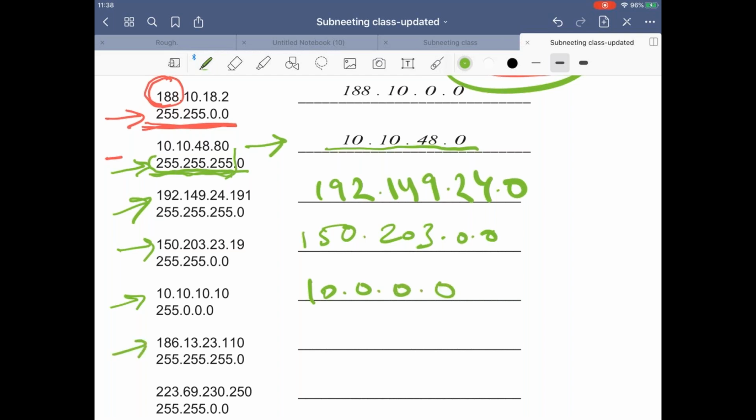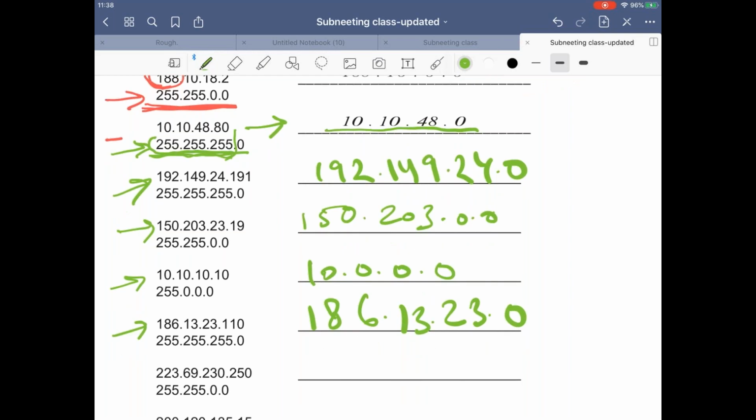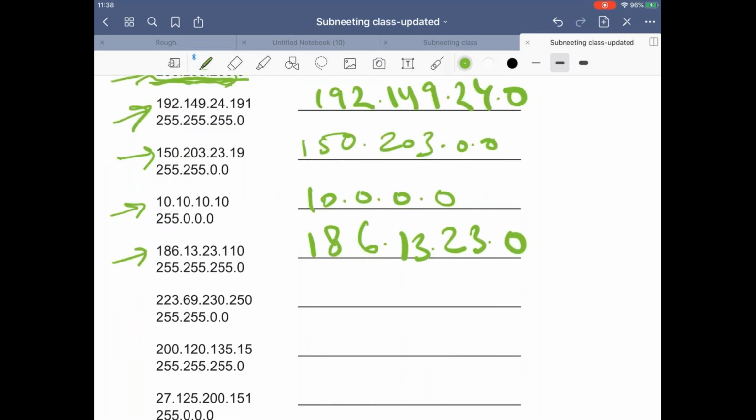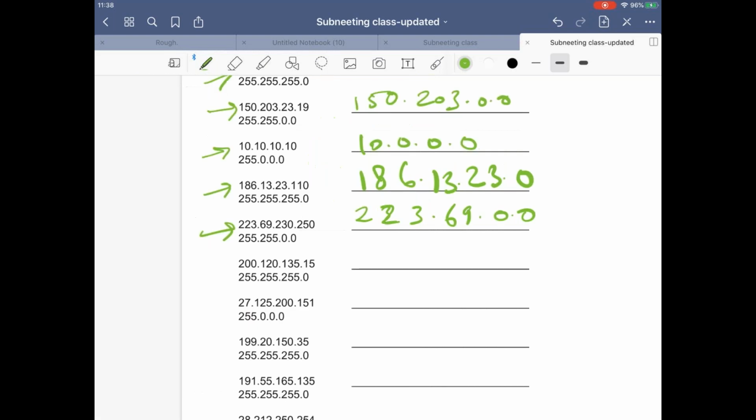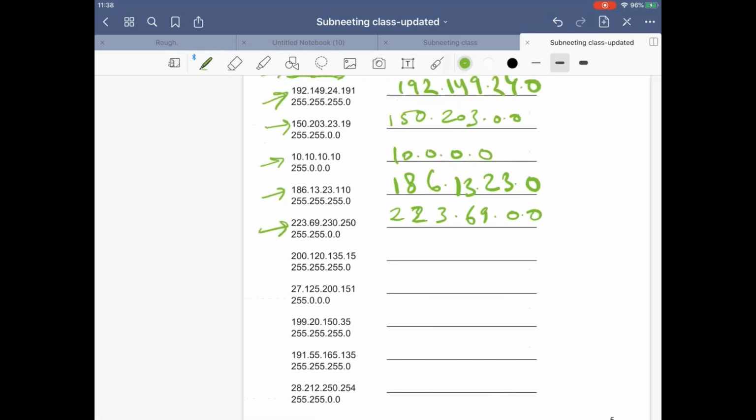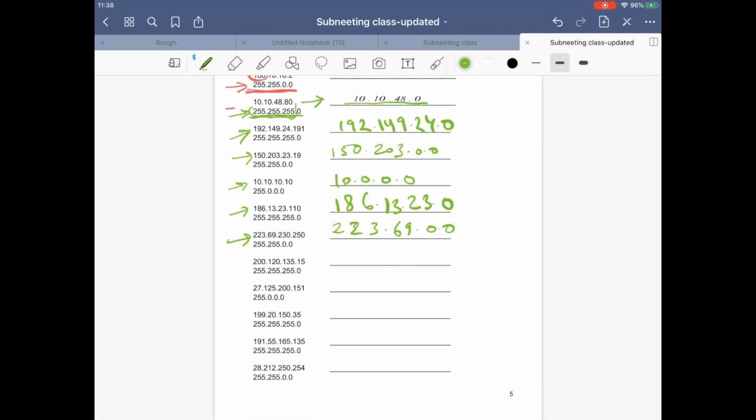This one, 186.13.23.0. Fine. The last one will be 223.69.0.0. This exercise you can do at home. The remaining part you can do at home. Next one.